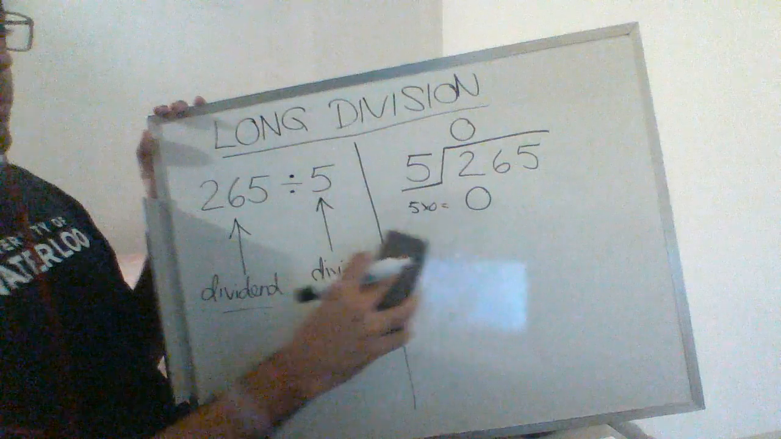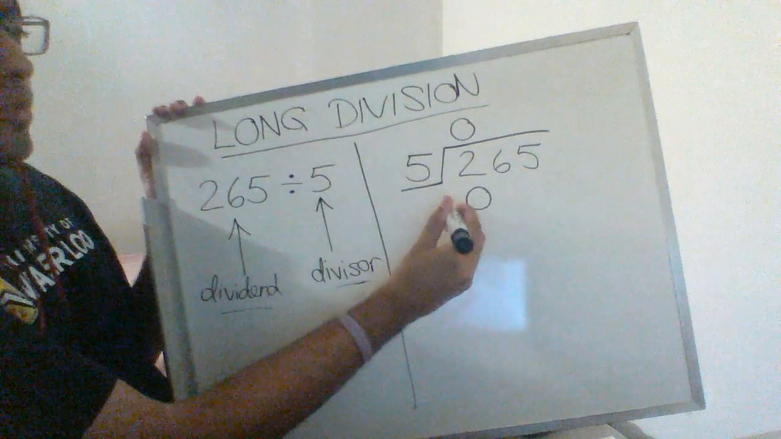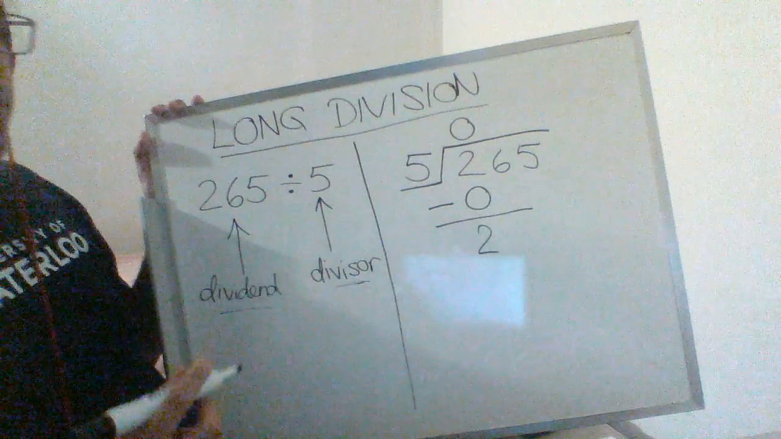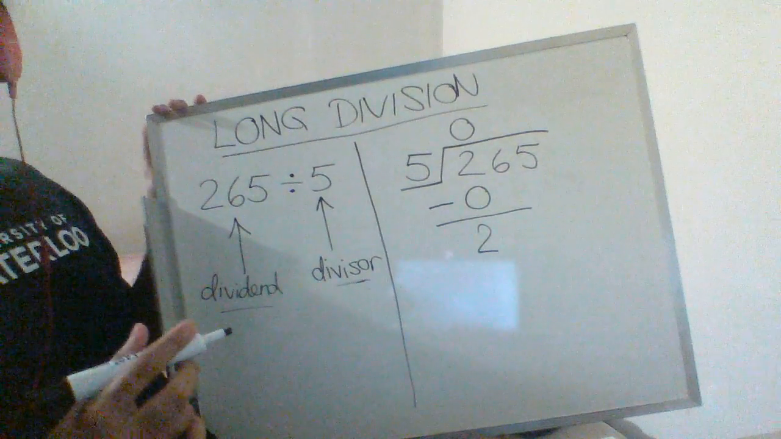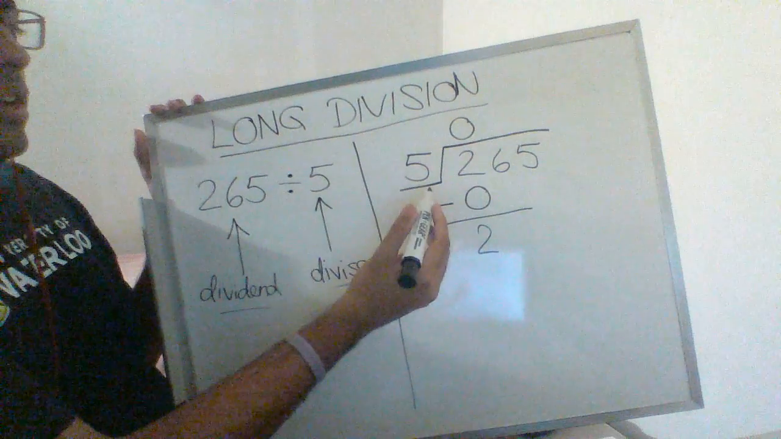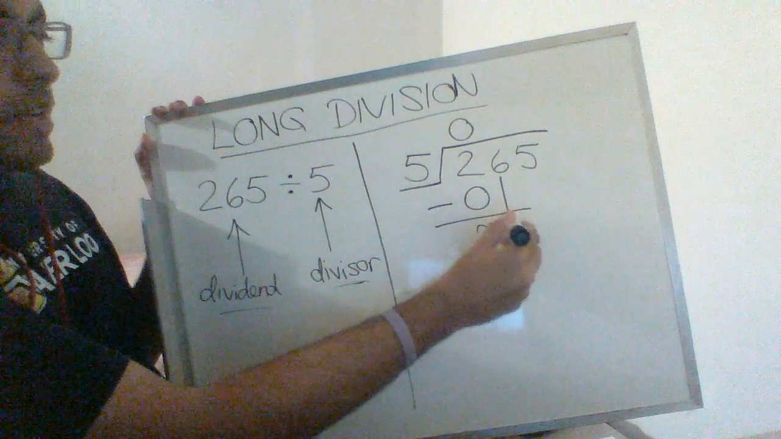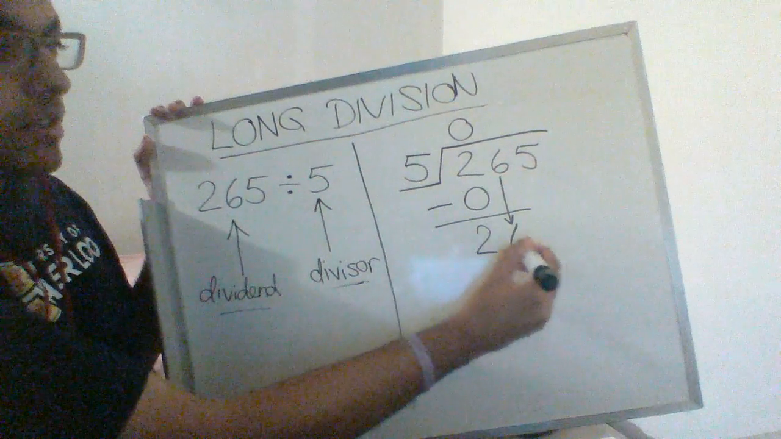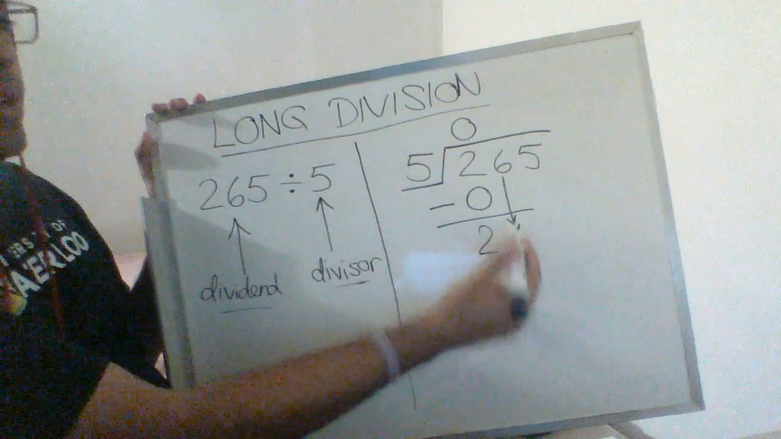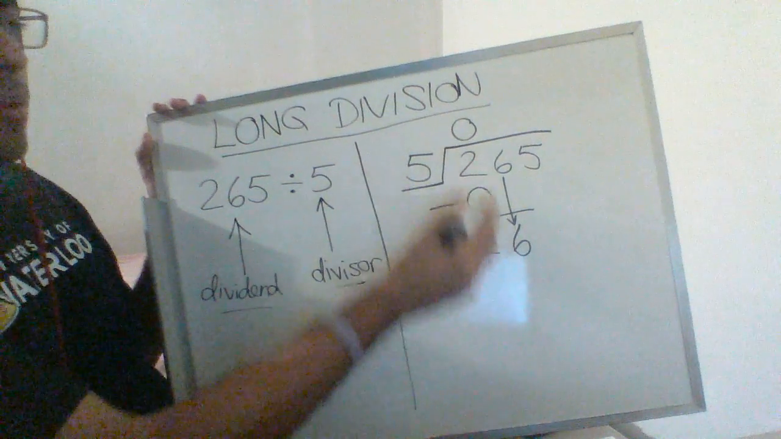And what I'm going to do is subtract. So I'm getting rid of that 5 times 0 that I just wrote there. And I'm going to subtract 2 minus 0, leaves me with 2. Right? So far so good. The next thing you do is you bring down this 6 down here, 26. So we've turned this 2 into a 26 by pulling that 6 down from our dividend.